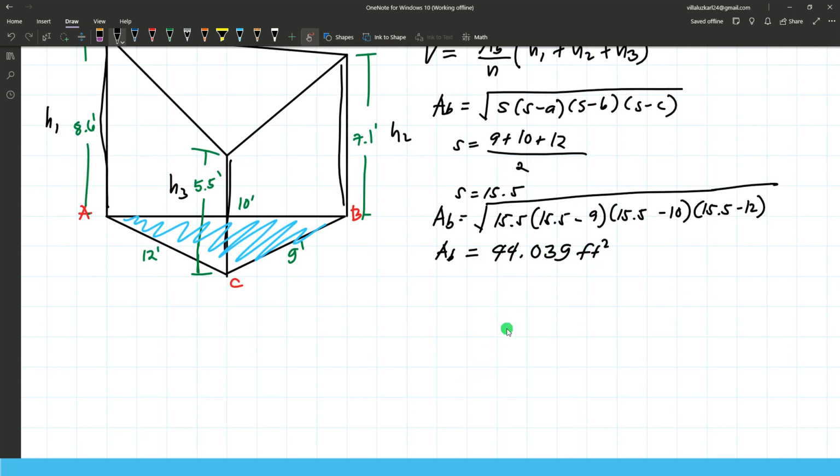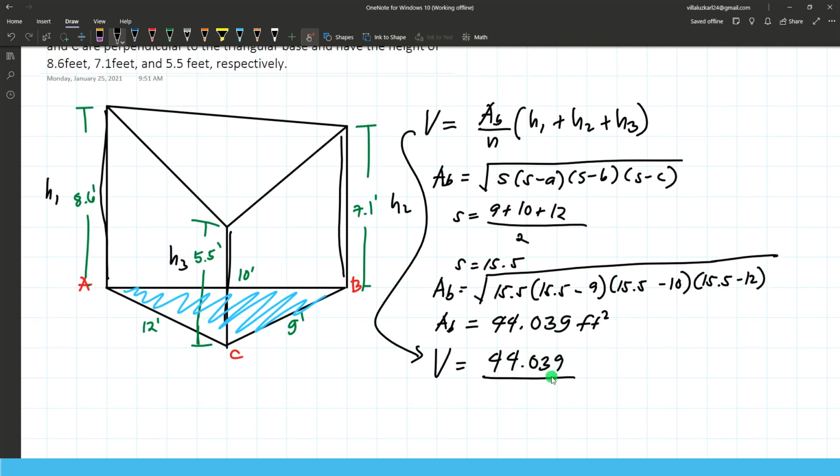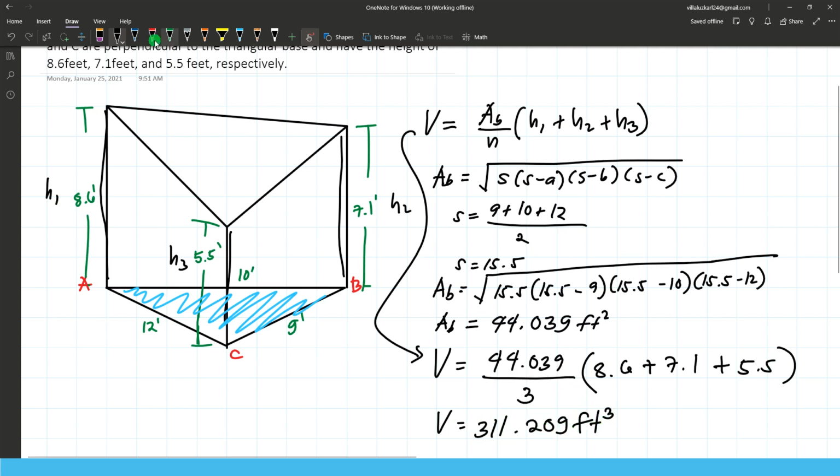Now, using again the formula here, the volume is equal to the area of the base, which is 44.039, divided by n, the number of sides of the base, which is 3, times the sum of all the h. So h1 is 8.6, h2 is 7.1, h3 is 5.5. So the volume is 311.209 cubic feet.